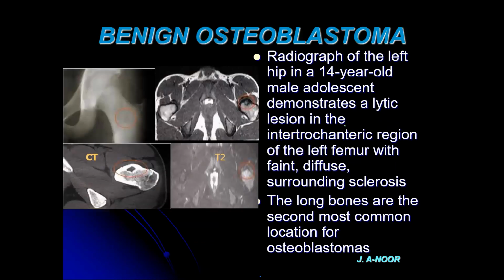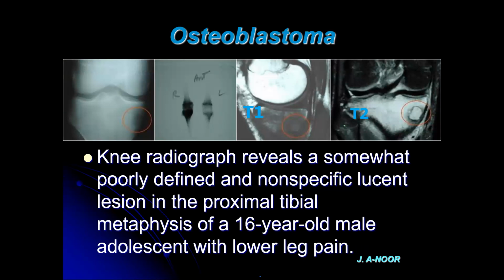So, a radiograph of a left hip in a 14-year-old male adolescent demonstrates a lytic lesion in the intertrochanteric region of the left femur with faint, diffuse surrounding sclerosis. The long bones are the second most common location for osteoblastoma. This is a knee radiograph which reveals a somewhat poorly defined and non-specific lucent lesion in the proximal tibial metaphysis of a 16-year-old male adolescent with lower leg pain.